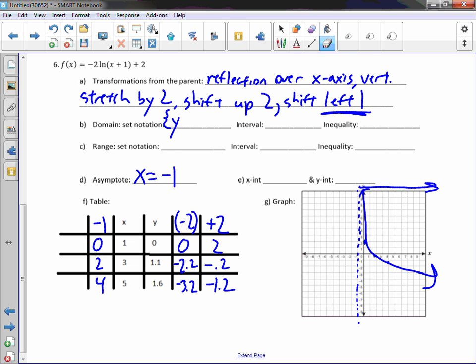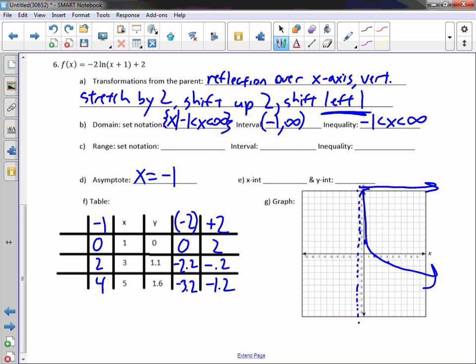Sorry, domain is obviously x. So -1 to infinity. Then in interval notation, it's -1 to infinity. In inequality, -1 less than x less than infinity.